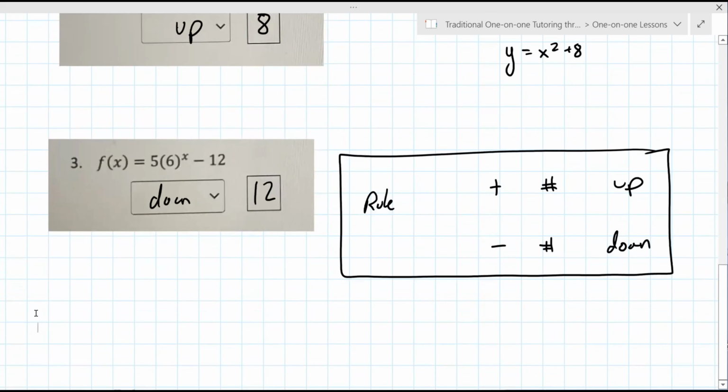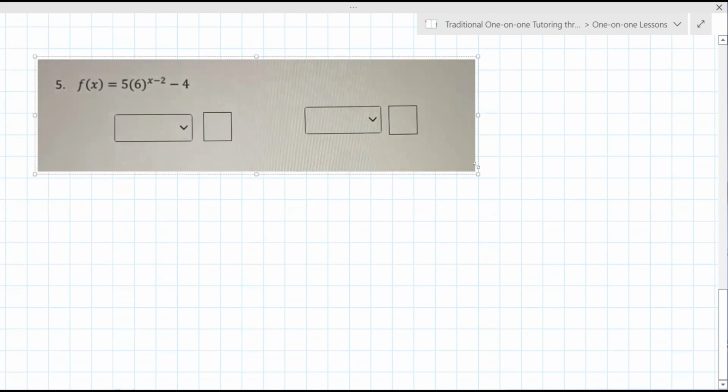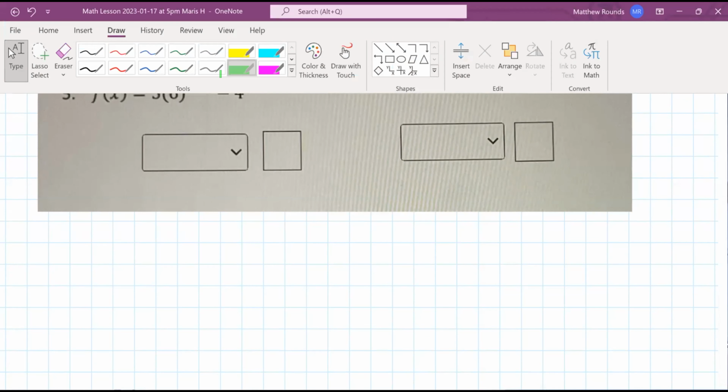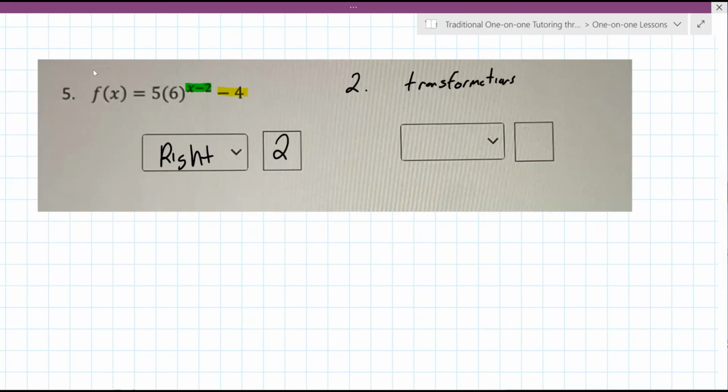You got it. Okay. If you ever feel like I am speaking too fast or not giving you enough time to write things down, just ask me to slow up. But this one has 2 transformations. The first one, and the order does matter, is this going left or right? Is the x minus 2? That'd be right. How many? Right 2. And then the second one is down 4. Perfect.